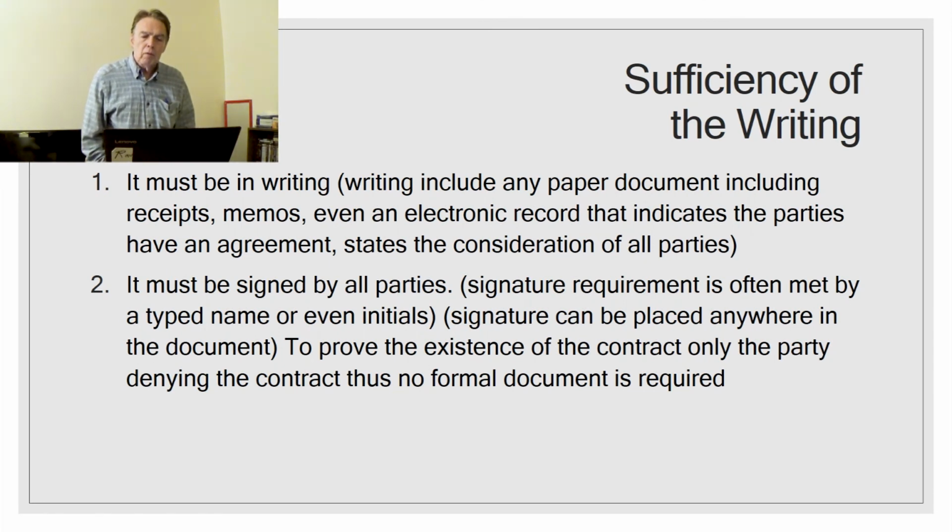And so that is the second thing that makes the writing sufficient. The first thing is that you have to have something to prove the contract existed. Okay, and it must be signed by all the parties. The signature requirement is often met by a typed name, or even initials, and signatures can be placed anywhere in the document to prove the existence of the contract. Only the party denying the contract must have signed, so no formal document is required. And also, it's required that the terms are adequately represented in the writing or in the recording, or whatever it is that you're asserting is your proof of existence of the contract under the Statute of Frauds.